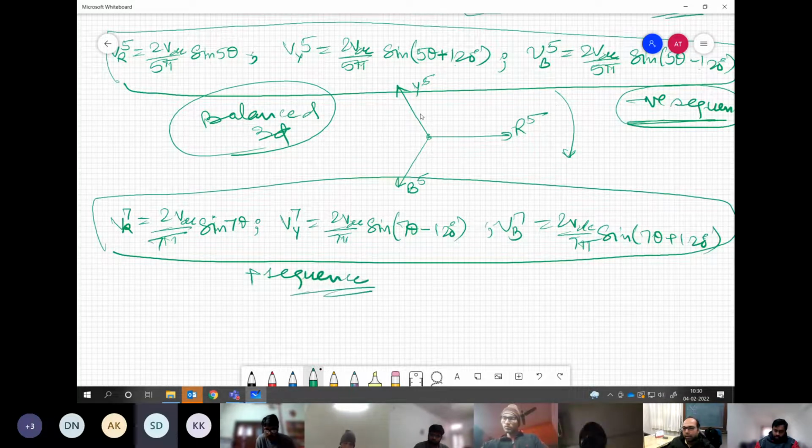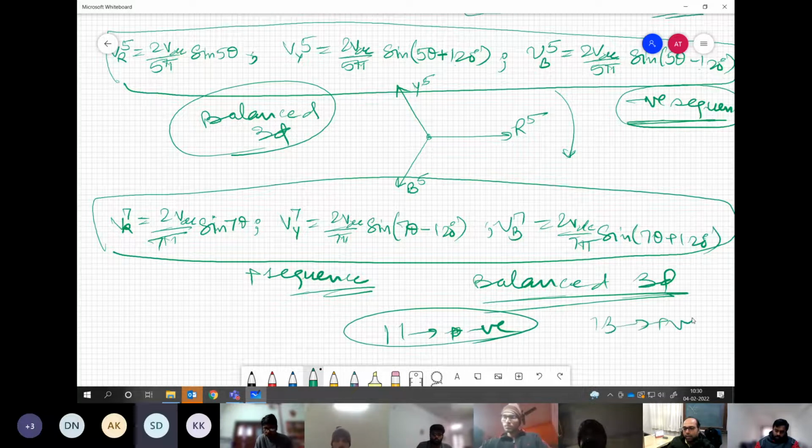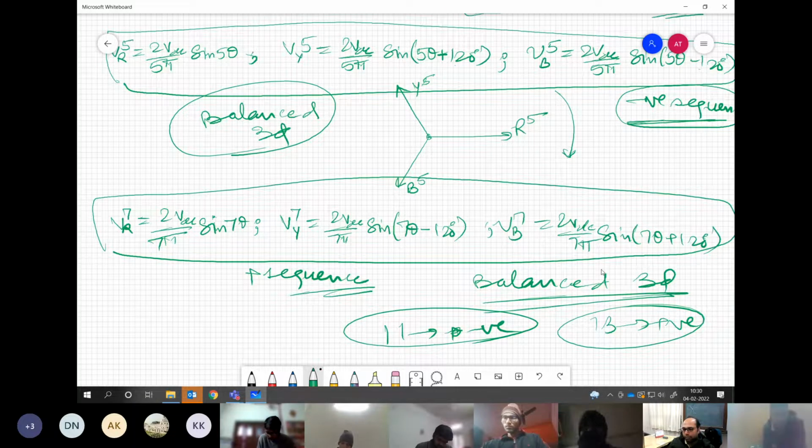And this has a very important role in how it generates the torque and how it generates other things. This is also balanced three phase. Similarly, you keep going. The 11th will again form a negative sequence. The 13th will again form a positive sequence. So alternately, these harmonics will keep changing their sequence of rotation. You can check. This has an impact on how flux is generated in the motor and so on. We will see that in coming lectures.